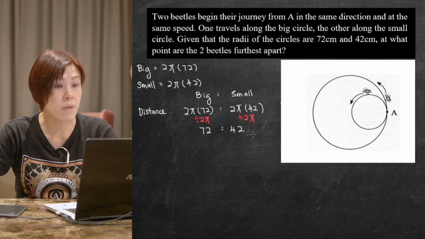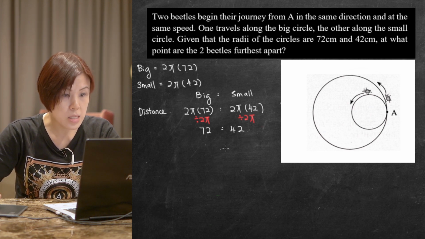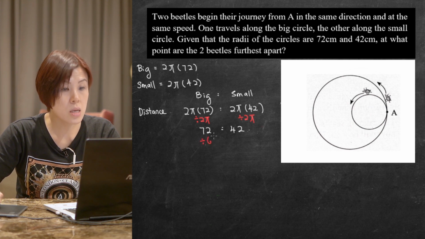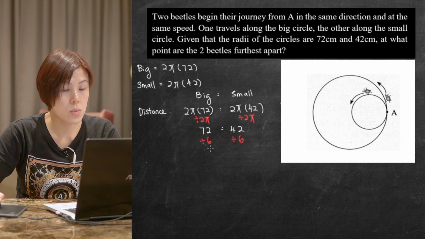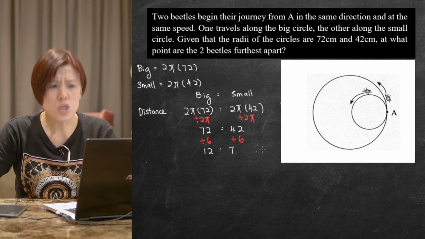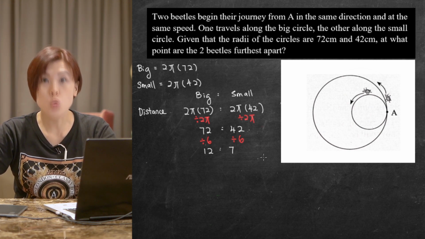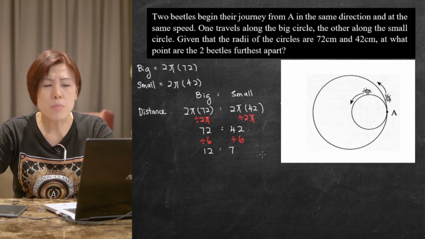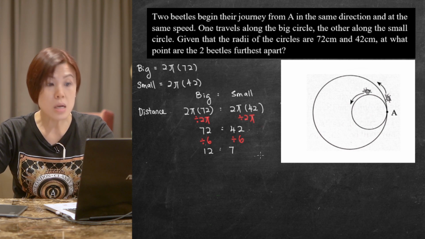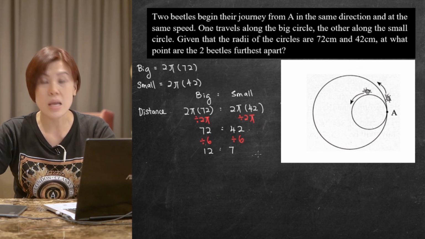As you can see, 72 and 42 still have a common factor, which is 6. So I'm going to divide both sides by 6. Then we will have 12 is to 7. You can imagine a diagram similar to this, with the big circle with circumference 12 cm and the small circle with circumference 7 cm. You can interpret this ratio as the beetle on the big circle needing to travel 12 cm to complete one round, and the beetle on the small circle needing to travel 7 cm to complete one round.